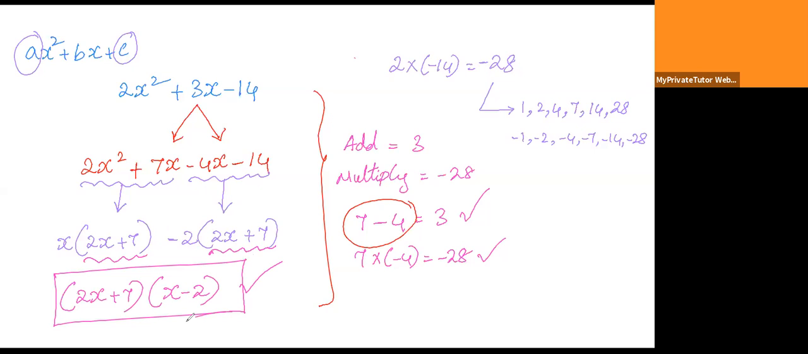After finding the factors, please check: multiply these two factors, and we will end up getting the original question as given. Which means we solved it correctly. If you have any questions, please multiply and check. We will get the answer as 2x square plus 3x minus 14.